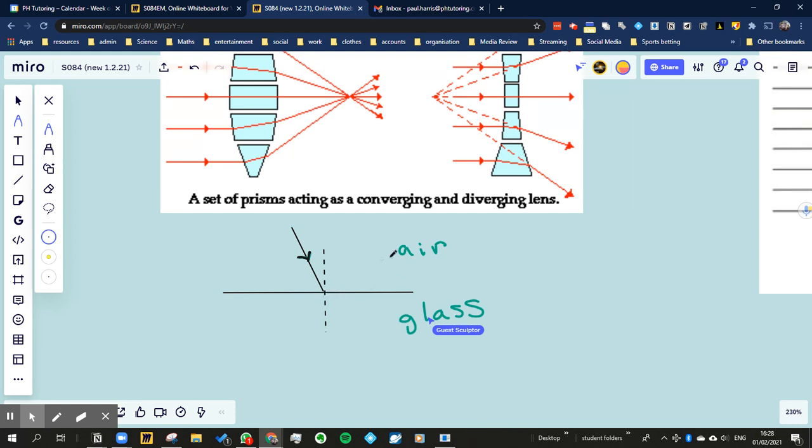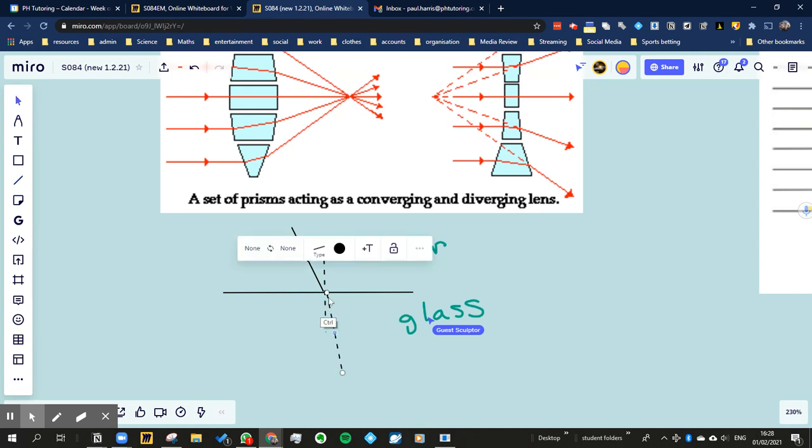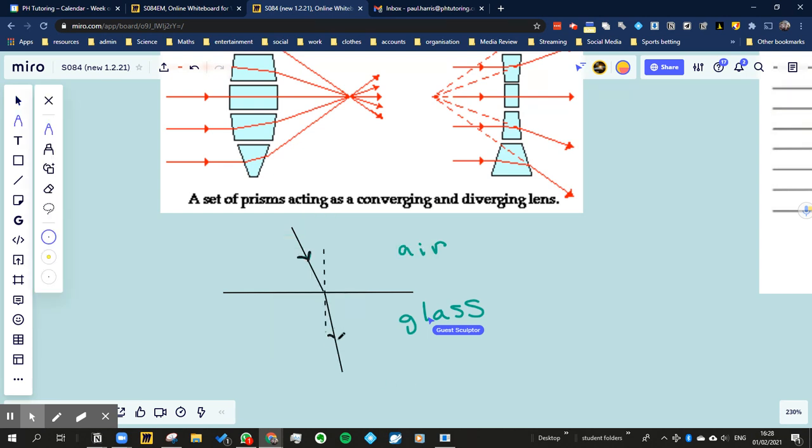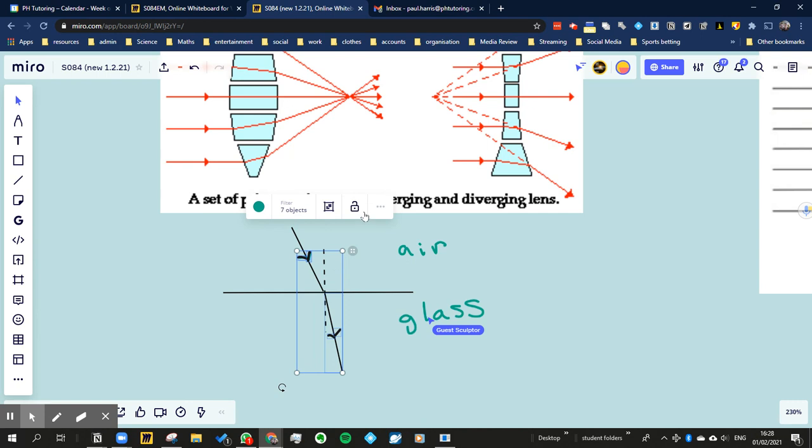When light goes from air to glass, it slows down, and when any wave slows down, it moves towards the normal. Now, I'm not going to explain why at this point. We're just going to say that it does, and you can recap previous videos if you're not sure why. So when a ray of light goes from air to glass, it goes towards the normal.